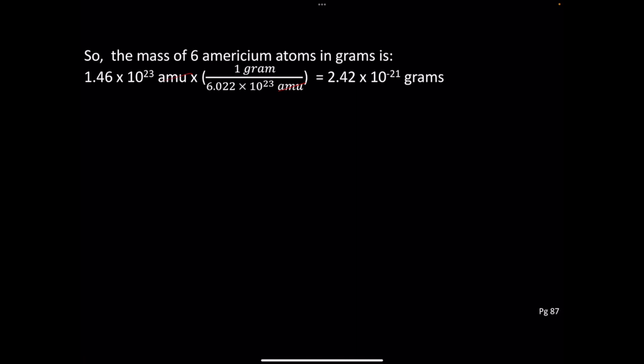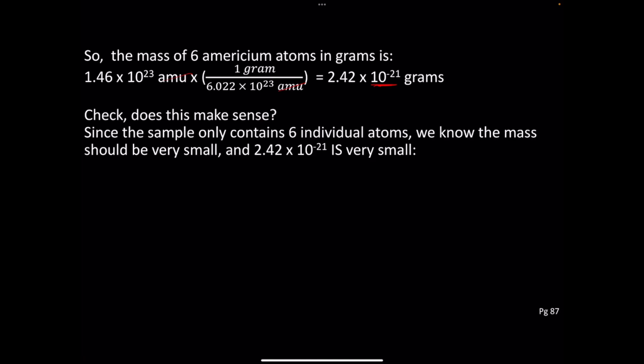Now you can see this number is very small because we're moving from a unit of atomic mass units to a unit of grams. Check: does that make sense? It only contains 6 individual atoms, so we know the mass should be very, very small, and 2.42 times 10 to the negative 21st power is, in fact, very small. That's itty-bitty, teeny-tiny, right?